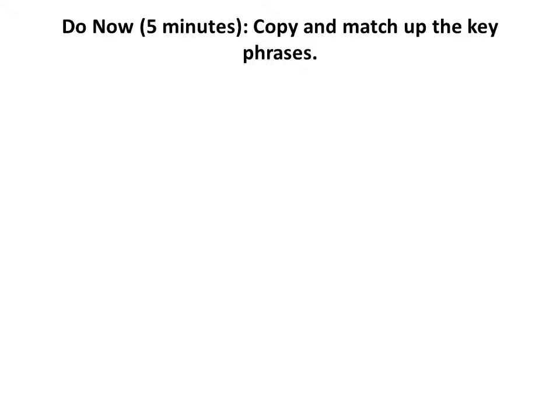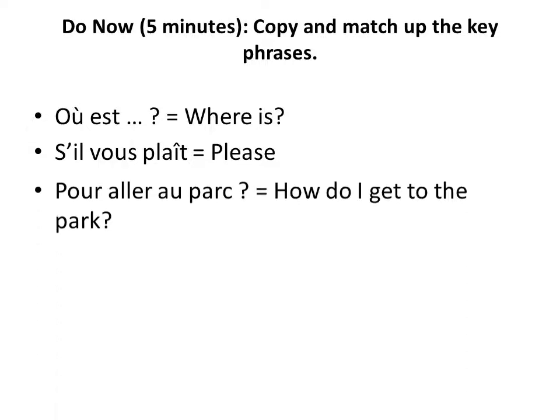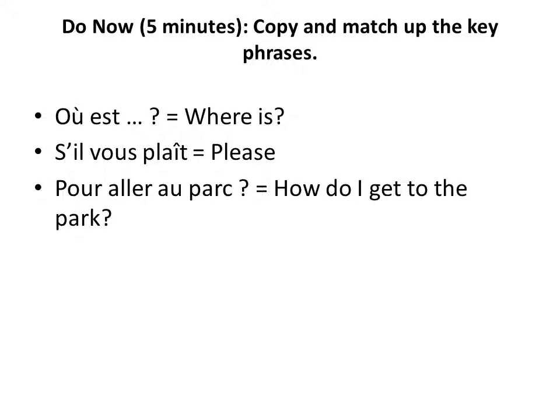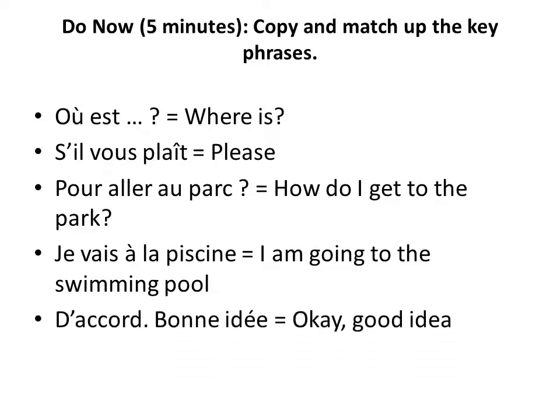So this was your 5-minute do now activity. Copy and match up the key phrases. You had your example, où est equals where is. S'il vous plaît is please. Pour aller au parc, how do I get to the park? Je vais à la piscine is I'm going to the swimming pool. And d'accord, bonne idée is okay, good idea. Now pause if you just need to check those one more time. And then press play when you're ready to go to activity number 1.